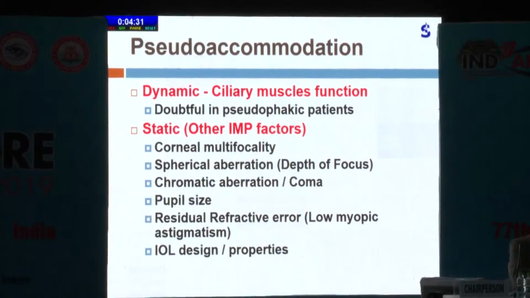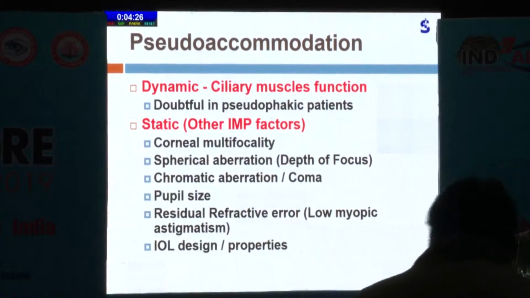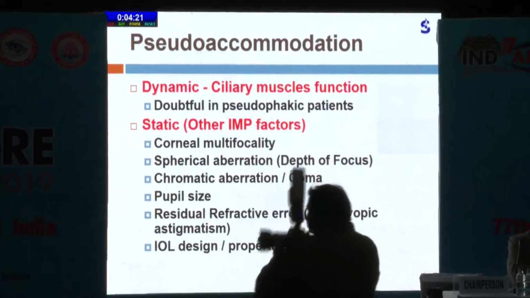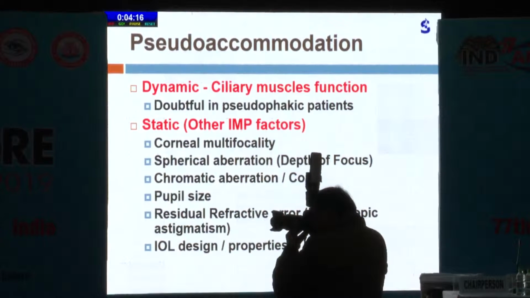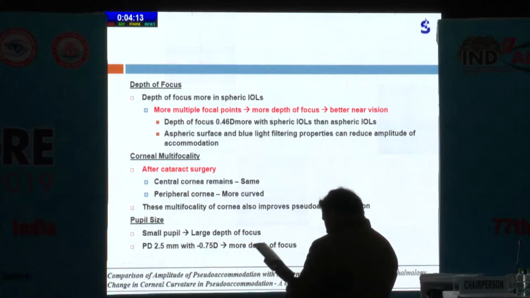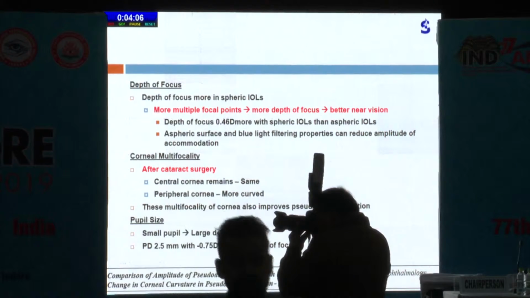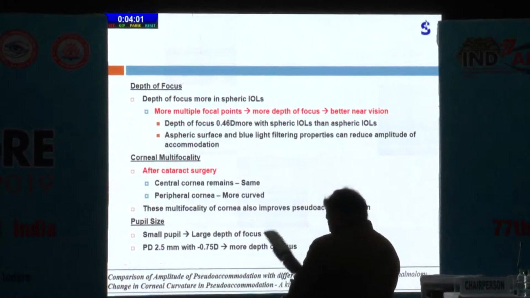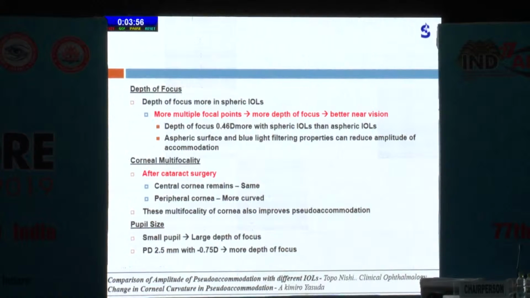Now there are two types, dynamic and static. The dynamic is where the ciliary muscles function, but that is doubtful once the cataract is removed. But there are some other important factors like corneal multifocality, spherical aberration, chromatic aberration, pupil size, residual refractive error, and of course IOL designs and properties. If the lens has multifocal focal points, meaning it is a spherical lens, it has more depth of focus, and gives better near vision. An aspheric surface with blue light filtering properties can also reduce the amplitude of accommodation.